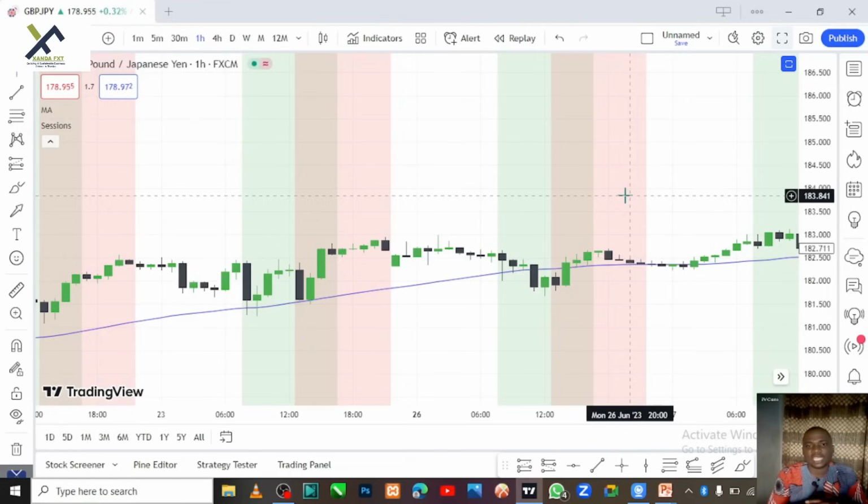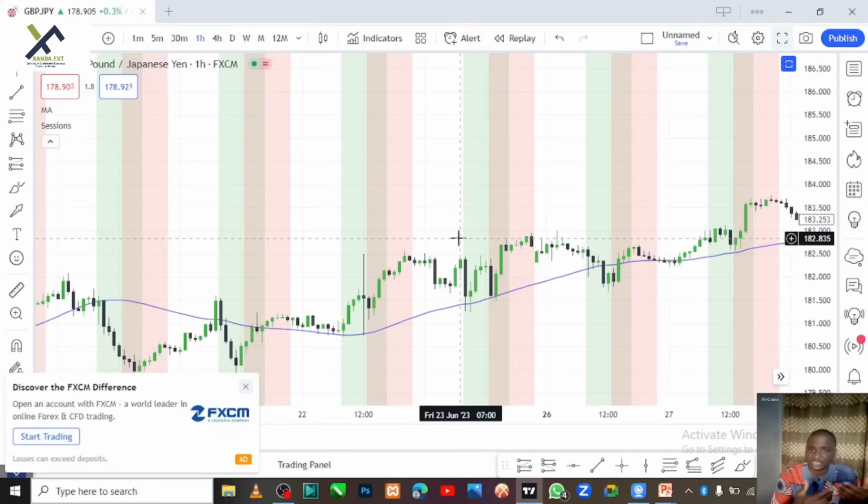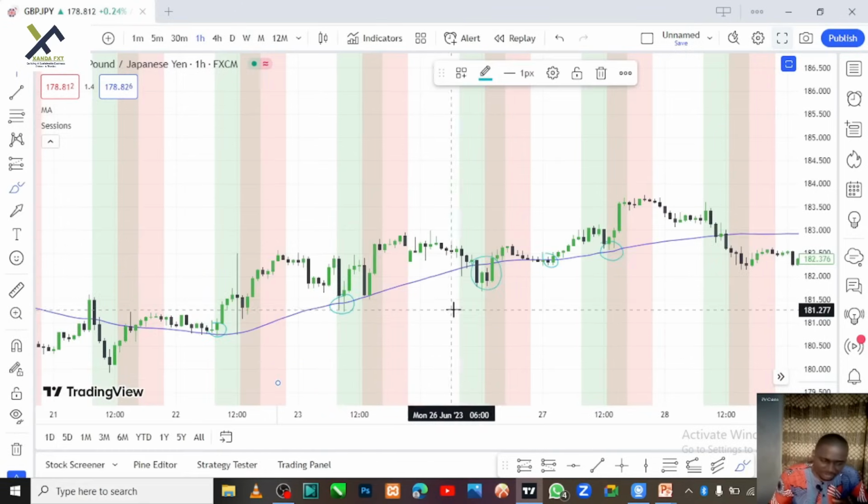Now the next thing I do while trading this section indicator, I trade them with a combination of moving averages. The next strategy I use in trading this section indicator is trading the moving average using the support and the resistance level. The next strategy I use in trading this section indicator is the breakout strategy.